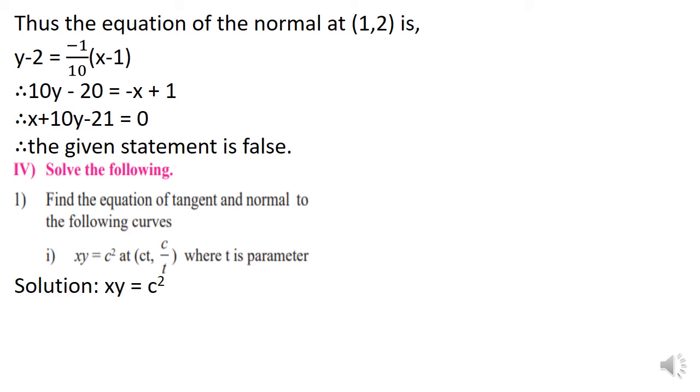So the given curve is xy is equal to c square. We observe that on the LHS is the product of x and y. So while differentiating we use the product rule. So we get x dy by dx plus y is equal to 0, because c is a constant and therefore the RHS comes out as 0. Simplifying further, dy by dx comes out to be minus y upon x.